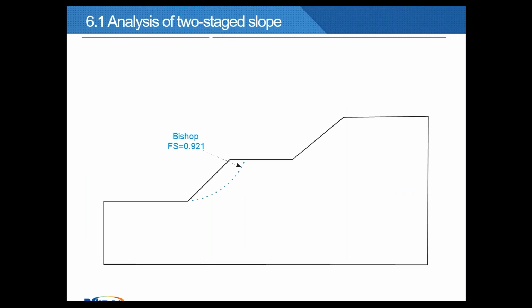And when the analysis is performed by the limit equilibrium method, we can see that here with the Bishop method we have a factor of safety value of 0.92. For this part we have about 1, and for overall stability about 1.23.